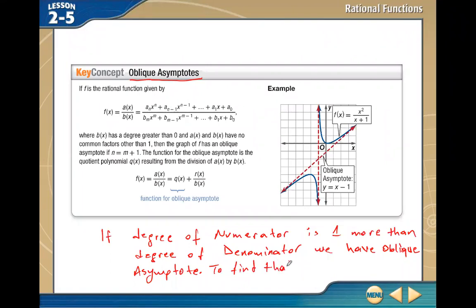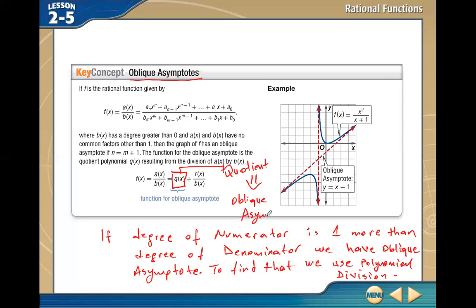To find that, we use polynomial division, or long division, or synthetic division, whatever we have. I mean, shortly, we are using division. And after division, we will have the quotient. So the quotient will be our oblique asymptote.